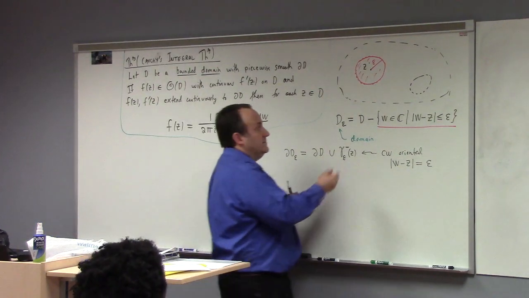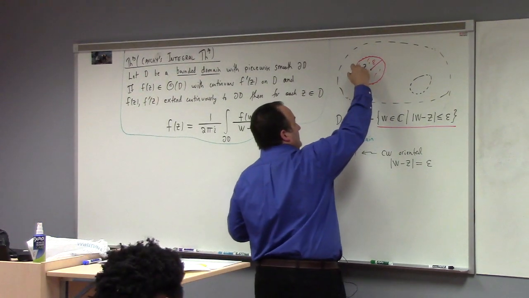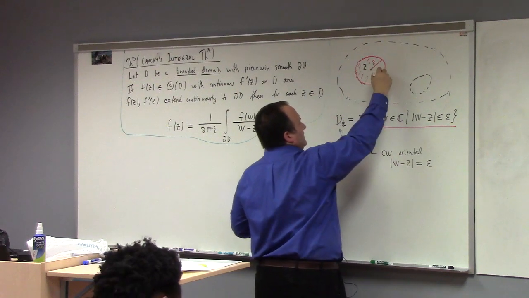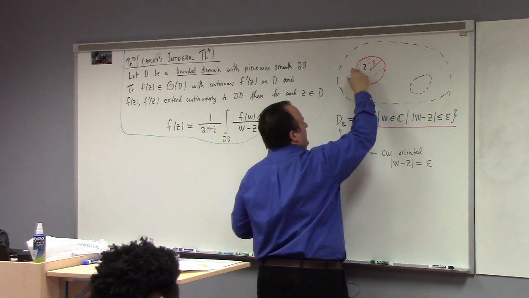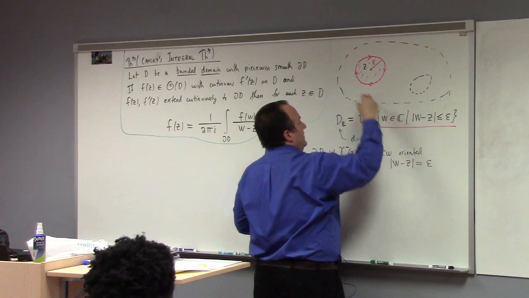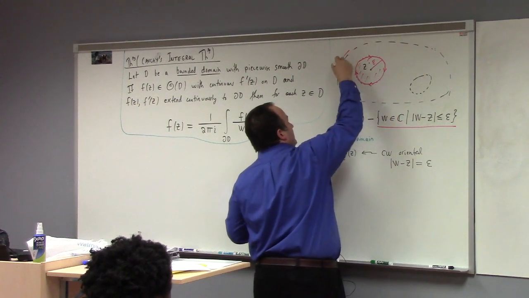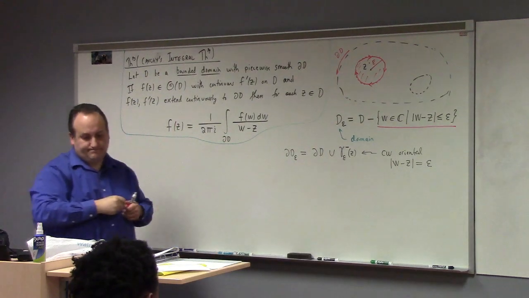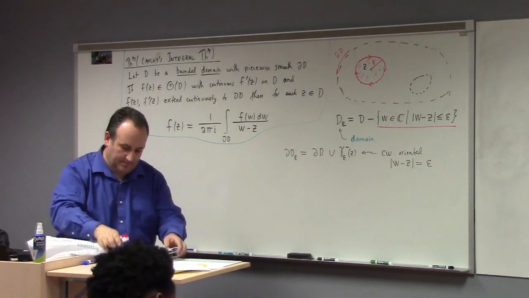You see why we have to do that? Because it's the interior, so clockwise. Yeah, okay. So like this. On the other hand, the boundary of D is counterclockwise, right? Because it's the outside. All right, so far so good.